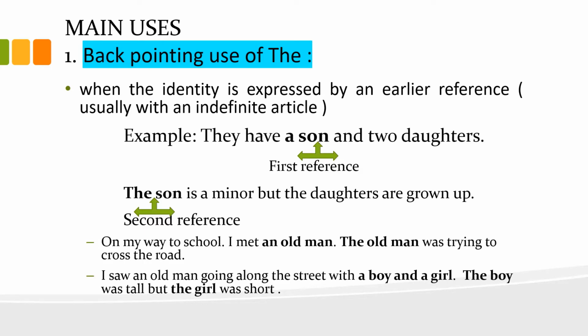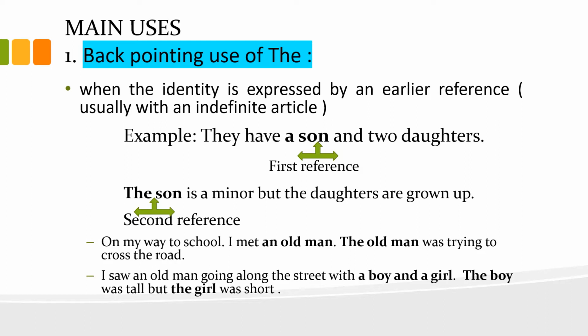The first use is the back-pointing use of the. It means when the identity is expressed by an earlier reference, usually with an indefinite article. For example: they have a son and two daughters. So in this sentence we have used an indefinite article before son because it is referred to for the first time. But when we use that particular noun again, as in the second sentence: the son is a minor, but the daughters are grown up. So you can see we have used the, or definite article, before son because it is referred to for the second time.